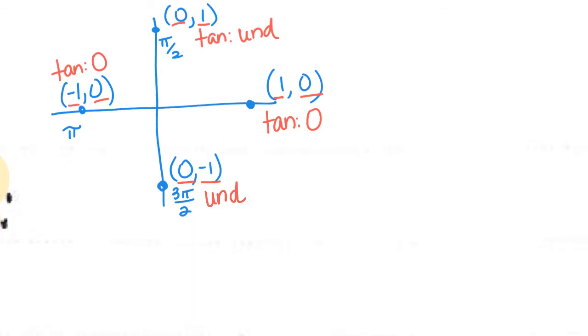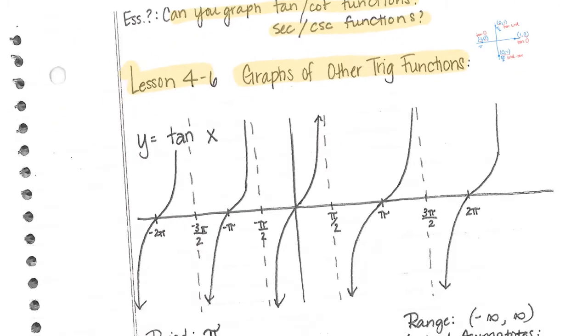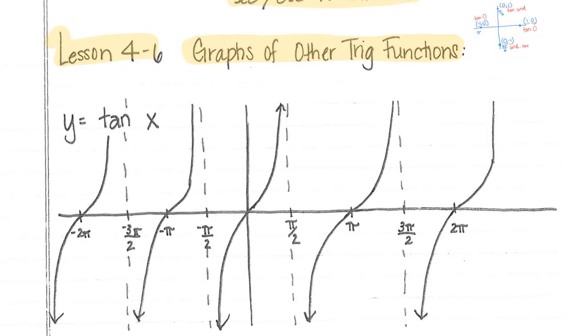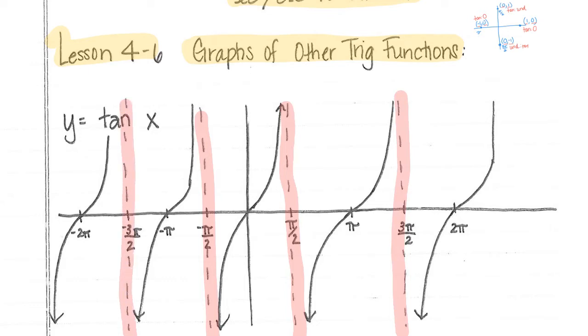So let's go ahead and take a look at how this is going to look. Remember that the tans were all undefined at anything over 2. And this is why we draw this vertical asymptote at anything over 2. Remember that all of the 0, pi, 2 pi, all of those are going to be right at 0. So that's why we hit through 0.